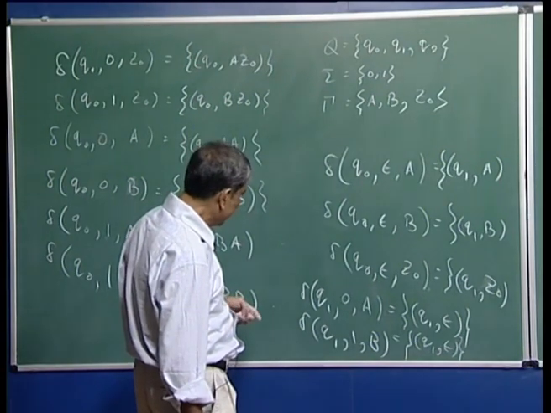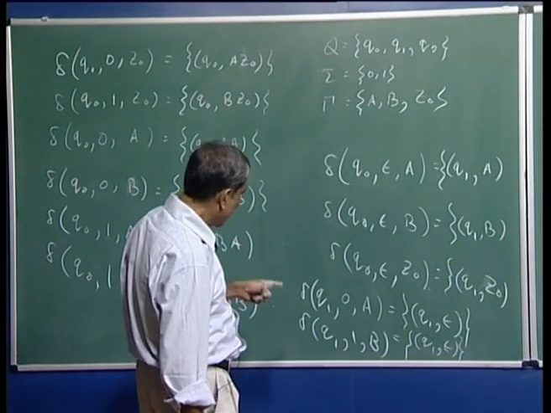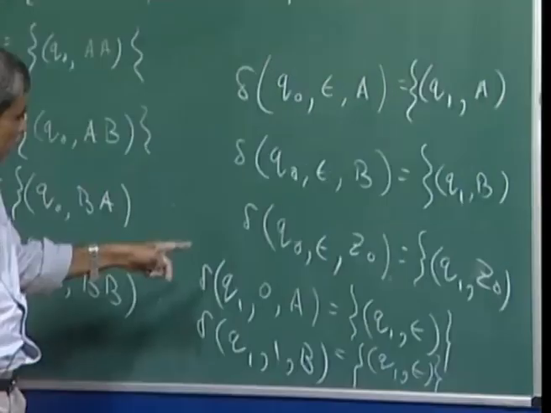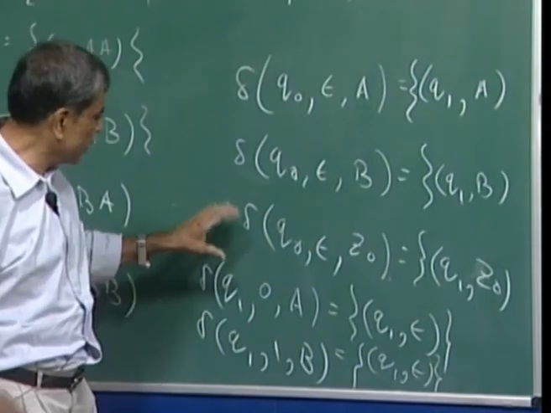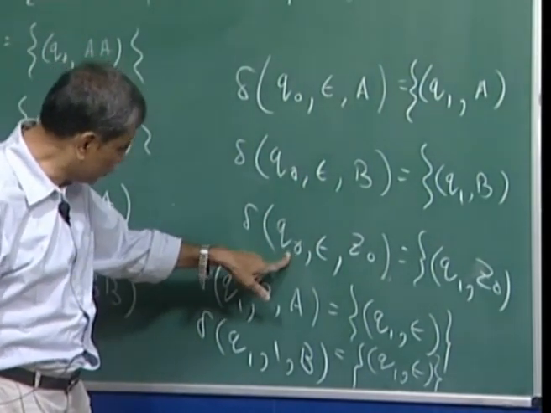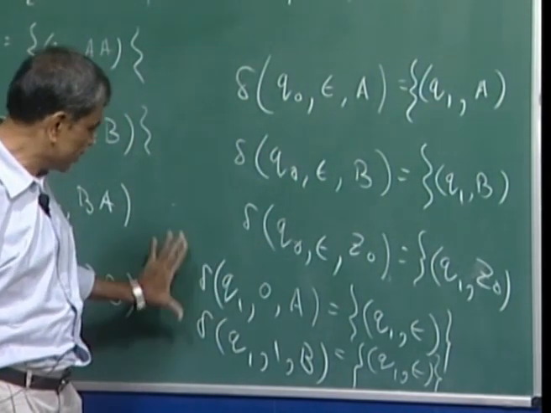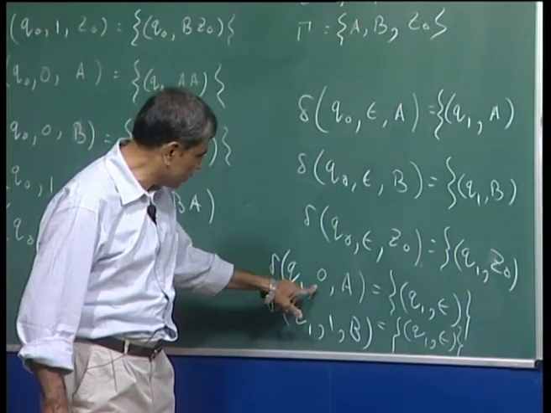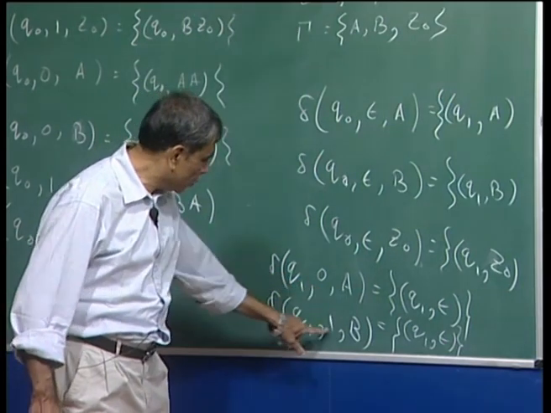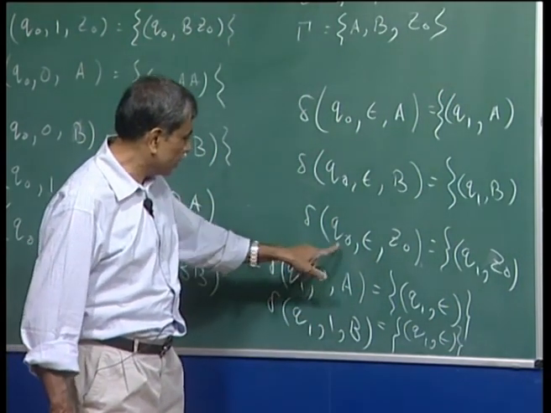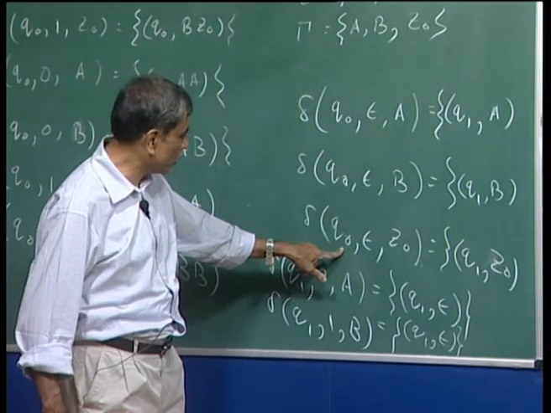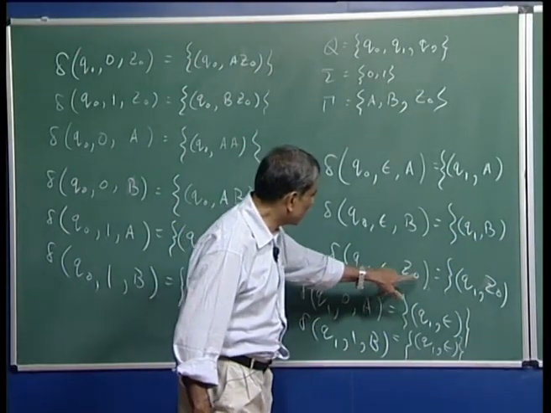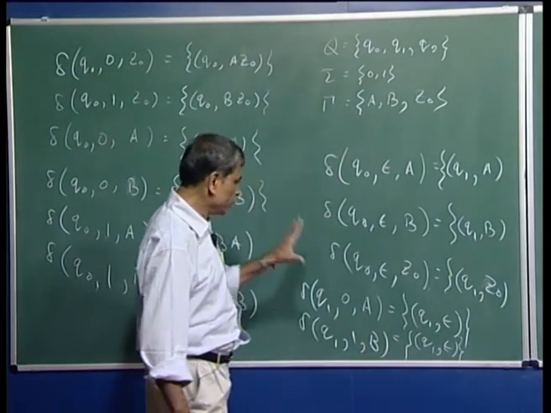But we did not say anything about what happens when this, what I am trying to say is that for Q0, this is okay, we are just checking off the stack, right? 0 checked off with A, 1 checked off with B. Here this is what is important. From Q0 on epsilon we are going to Z0, which is okay.